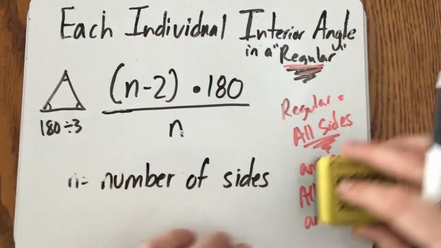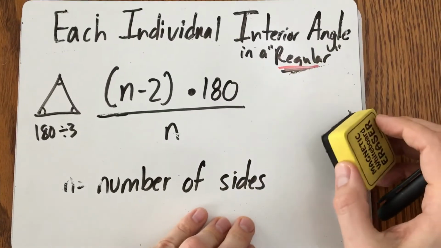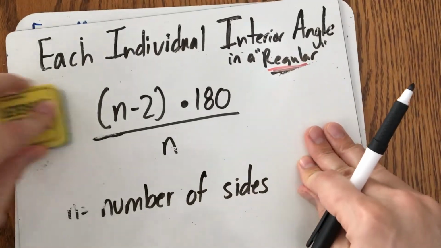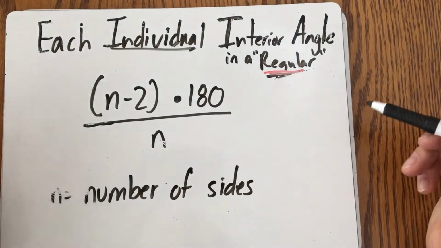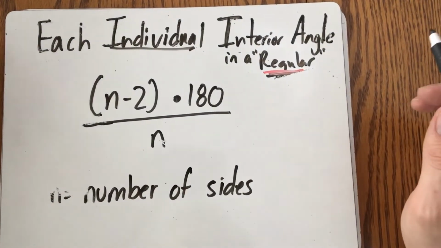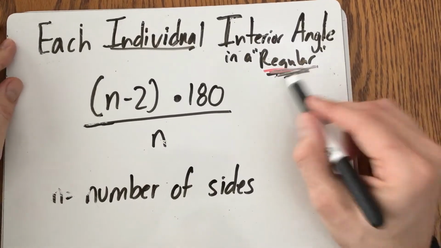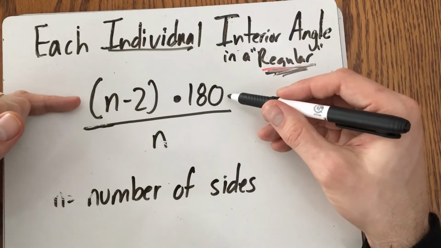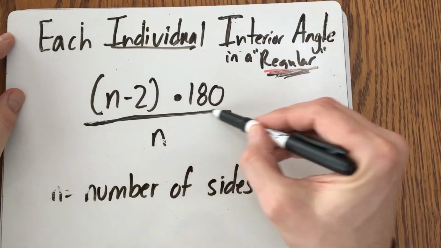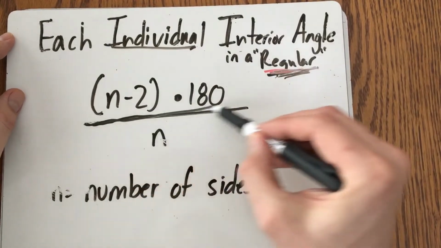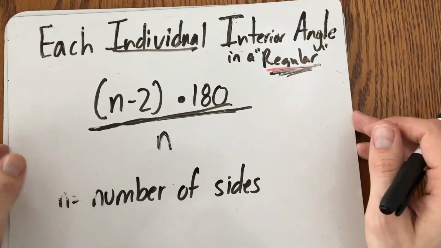When it asks you to find each individual angle, they'll say, hey, how much is one angle measurement? Just one of them, right? Not the whole thing added together, not all 180 degrees. How much is each specific angle if it is a regular shape? Well, you just do the formula we just had, right? N minus 2 times 180. All you're going to do at the end is divide it. Big fraction bar means divide. Divide by how many sides it has.